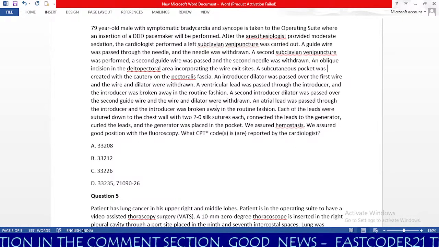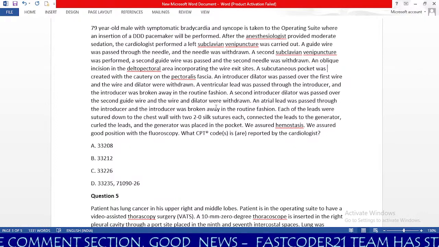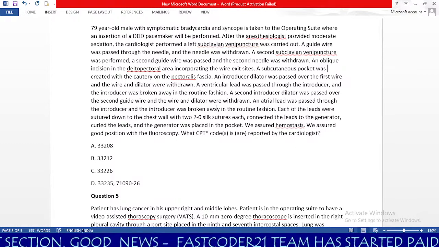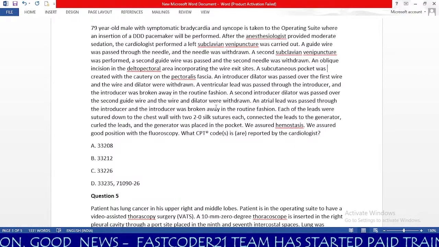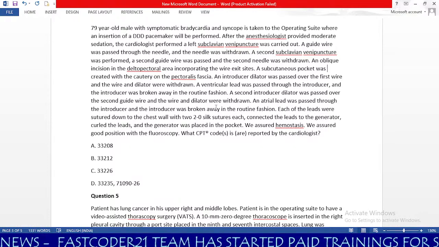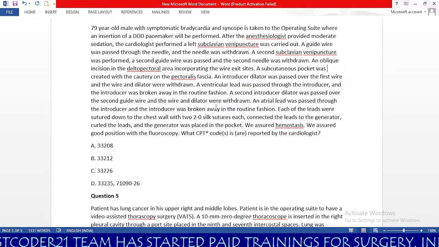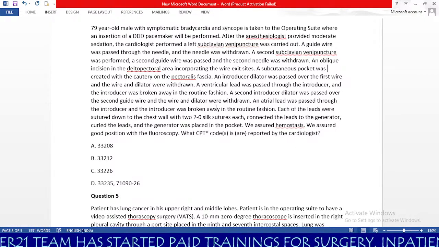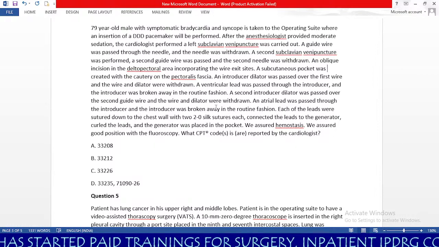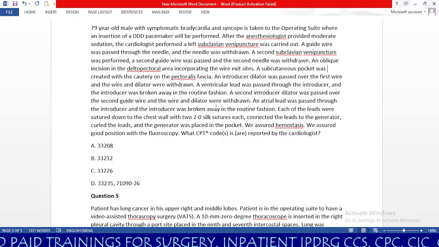What is B? 33212, insertion of pacemaker pulse generator only with existing single lead. So Anita, here there is no existing pacemaker. So that's why 33212 is wrong. A is the correct answer, initial placement of pacemaker. So basically this is the initial placement of the pacemaker. So we need to code A, the correct answer, 33208.